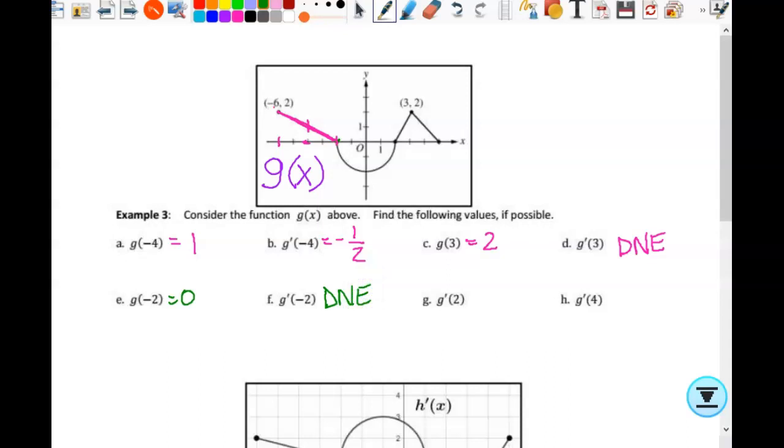Then what about g prime of 2? Does not exist. That's another sharp turn there, right? Good. And then g prime of 4, right there, does that exist? Yes, so now I can put my equal sign. What is the slope right there? Negative 1. Good. All right. What questions you got? Okay. So from a g graph, we can find g prime.